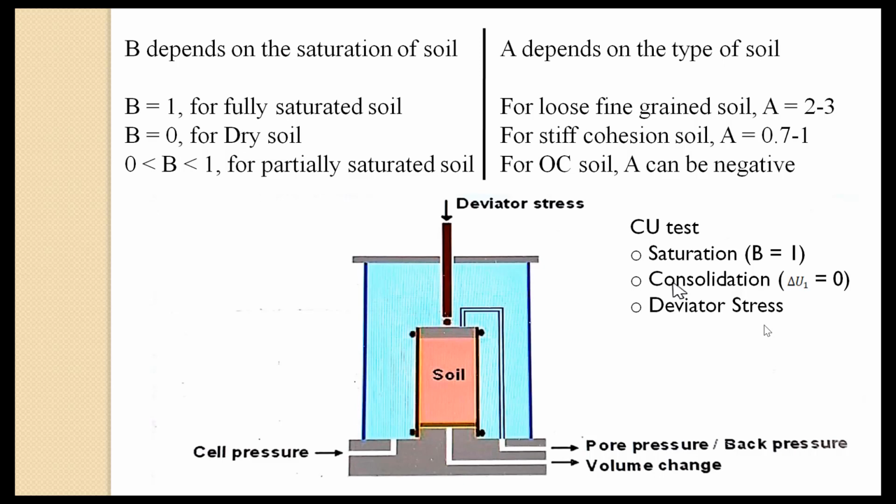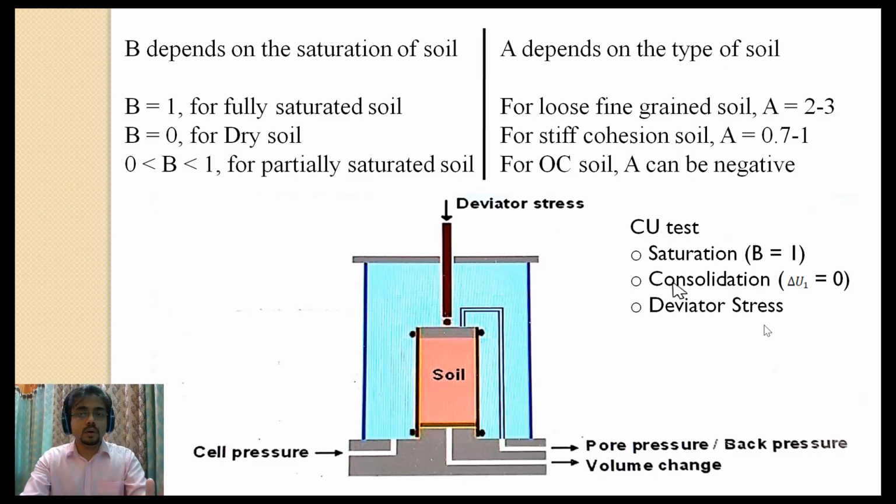On the next stage, we have to find out the value of A. This A completely depends on the type of the soil. We have told you that the B depends on the saturation of the soil, but A only depends on the type of the soil. So A should be equal to the change in excess water pressure for the change in the deviator stress. If we see this figure, we can say del U2 is equal to A into B into the change in the deviator stress.